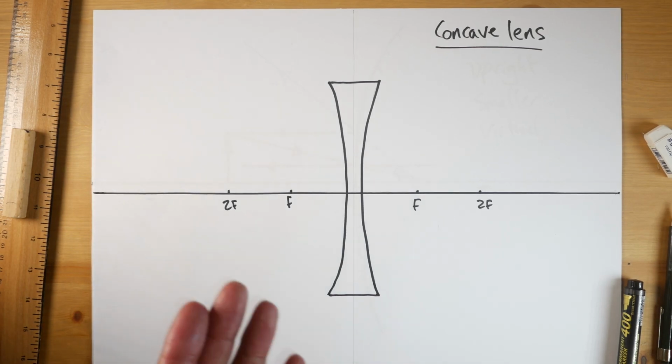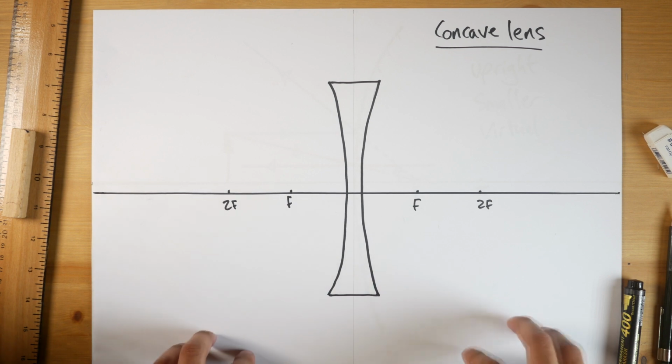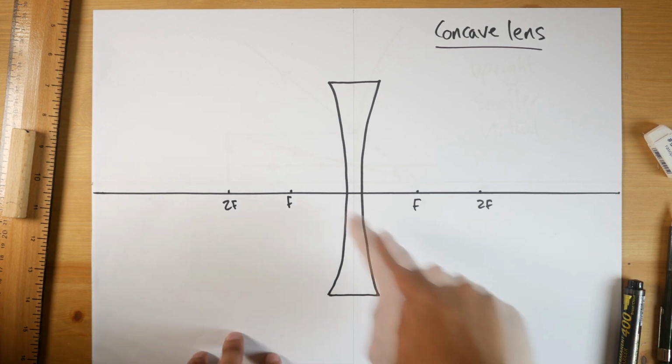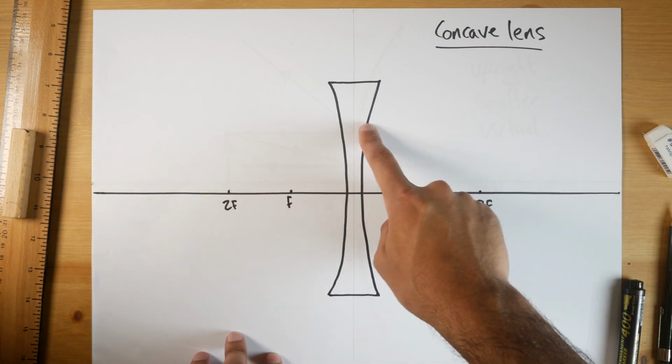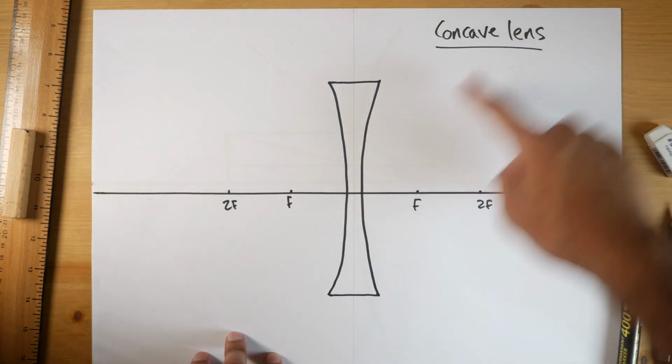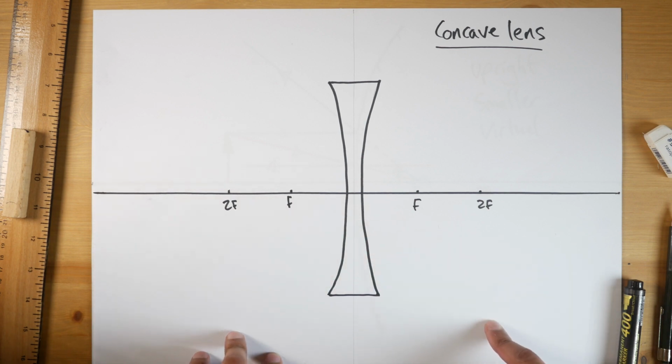Today we're going to be looking at a concave lens. A concave lens is a divergent lens, meaning that any ray of light coming into it parallel to the optical axis is going to be diverted away from the optical axis, a little bit like this.